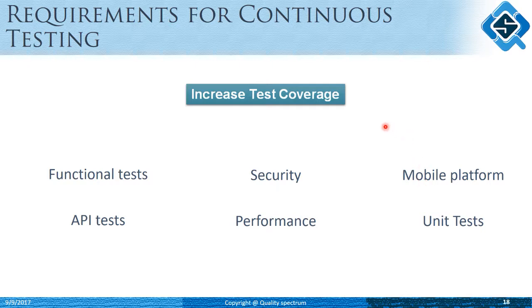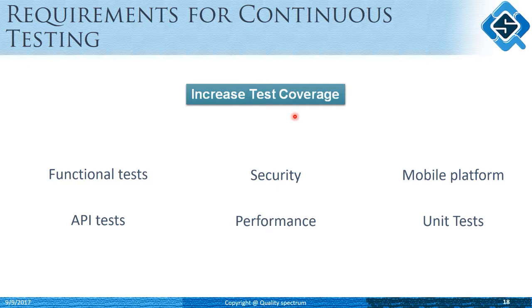So the first and most important aspect for continuous testing as a requirement would be to increase your test coverage. Obviously, we are expecting automation to have a good test coverage for our product, then only can we rely on it for regression. And for complex and huge applications, getting to a decent coverage percentage can be challenging.